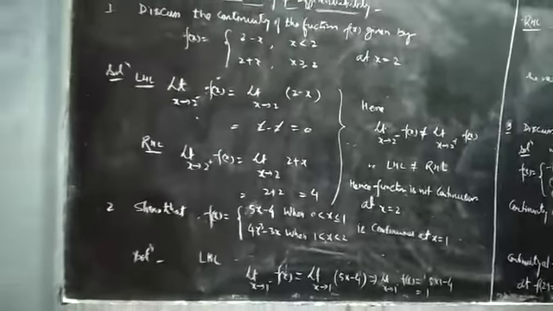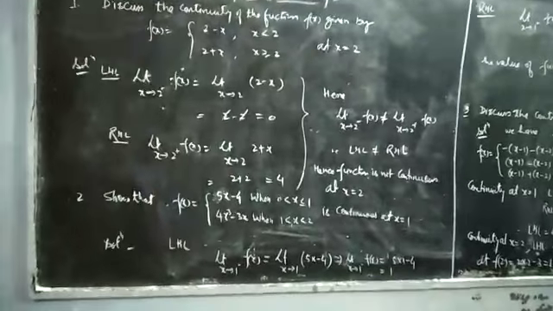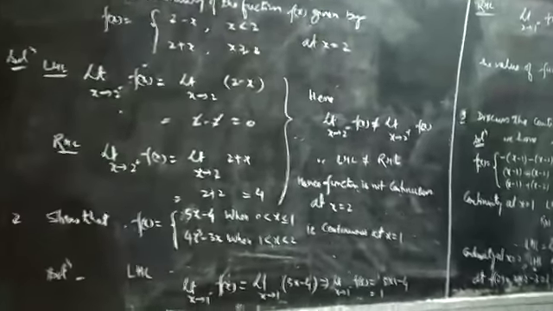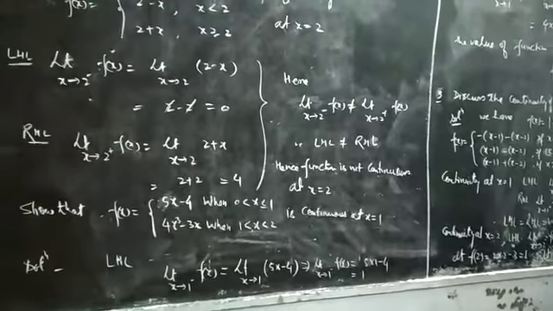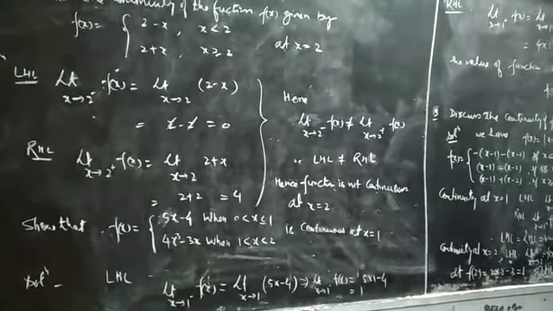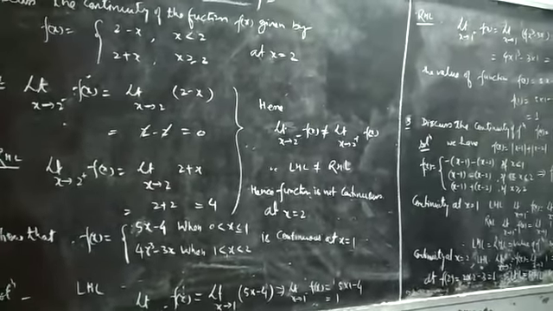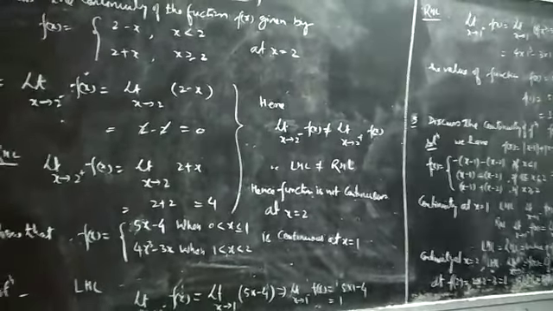See the question second: f(x) is equal to 5x - 4 where 0 is less than x less than or equal to 1, and 4x cube - 3x where 1 is less than x less than 2. Is it continuous at x = 1?